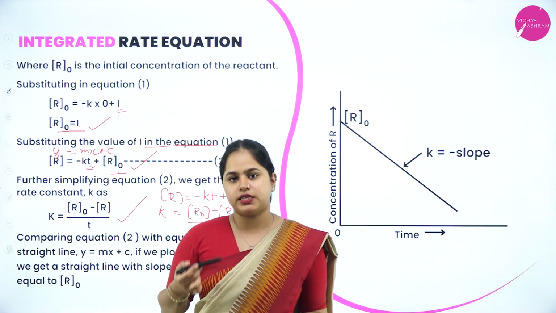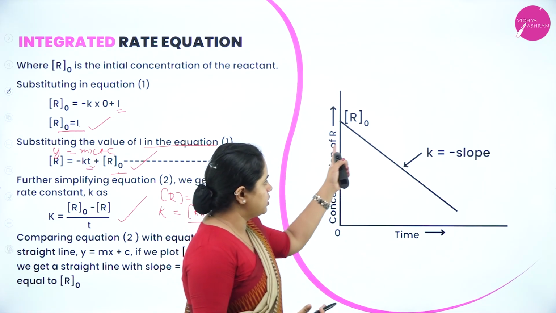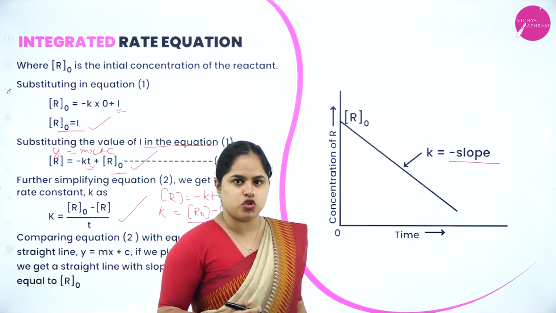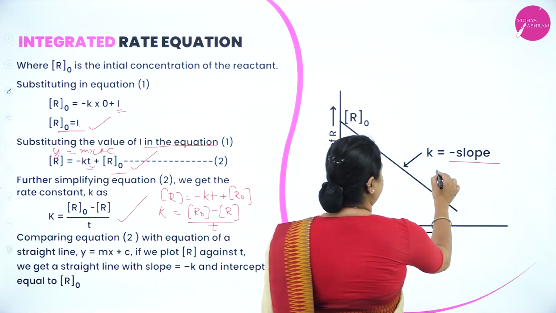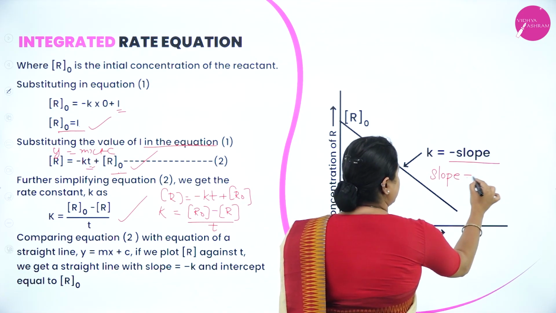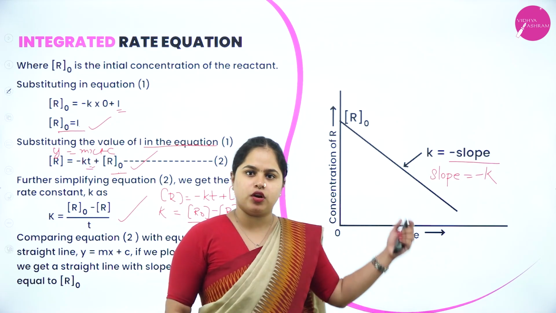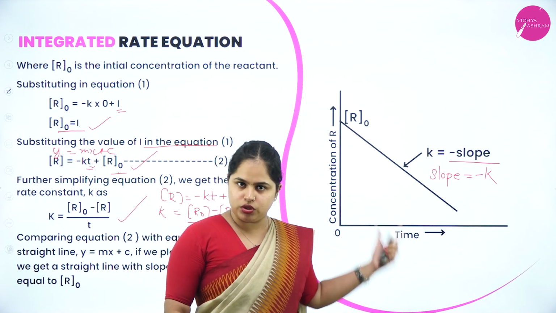And what is m in the equation y is equal to mx plus c? M is slope. So what is the slope you are having? Minus slope you are having. K is equal to minus of slope. So if you calculate the slope, it will give you minus of the rate constant. So from this equation you can also calculate the rate constant through the graph.